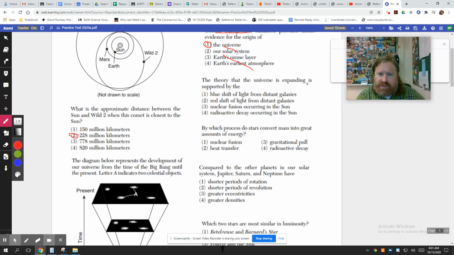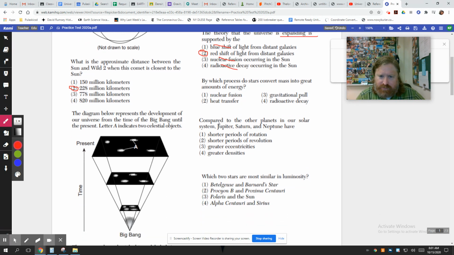The theory that the universe is expanding is supported by, and again, expanding universe, redshift. They're just things that got to be in your head. And these other choices, like blue shift would happen if things were coming closer to us. That powers the sun. That's unrelated to this question. But yeah, that's the worst answer. So redshift, cosmic background radiation, stick those in your noggin, come on in tomorrow.